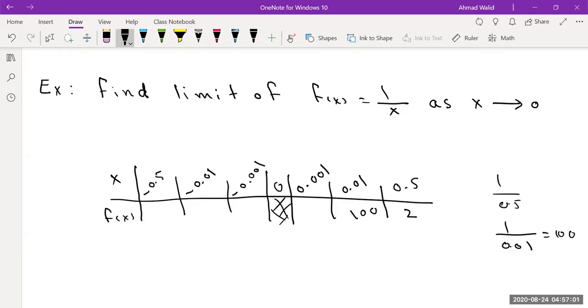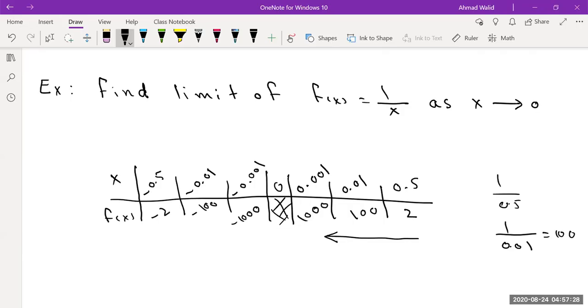And if you divide 1 by 0.001, it gives you 1,000. Definitely here it gives you negative 2, here it gives you negative 100, here negative 1,000. What do you recognize? As x is approaching from the right, the value of f of x is increasing, increasing, increasing.